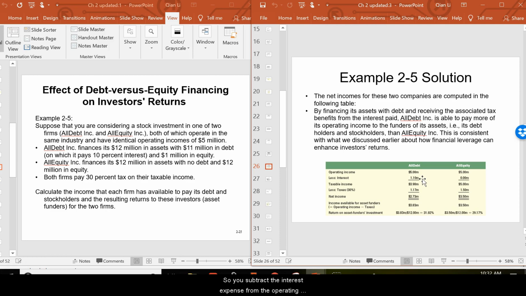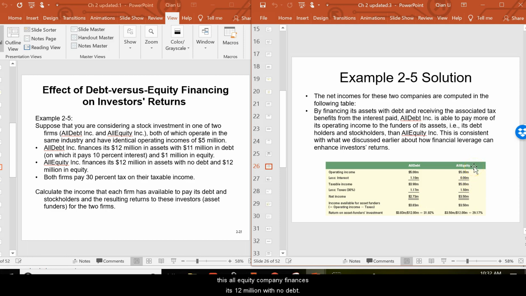So you subtract the interest expense from the operating income, you get the taxable income. This is a standard process you've seen in the past couple of slides about how to calculate the EBT and eventually the net income. Once you have the EBT, 30% will be paid as tax. So tax will be 30% of 3.9, that will be 1.17 million. So net income will be 2.73 million.